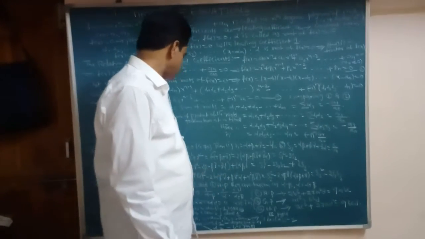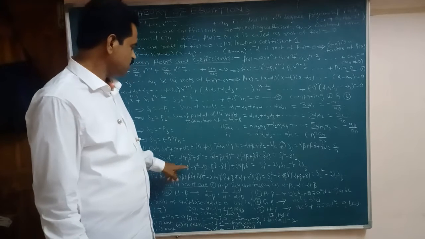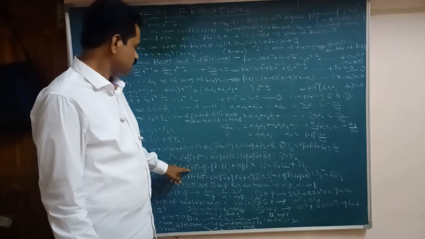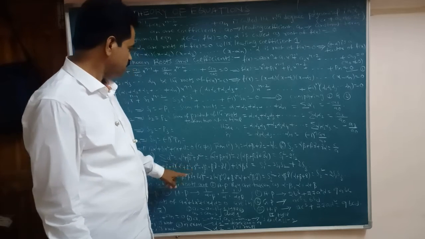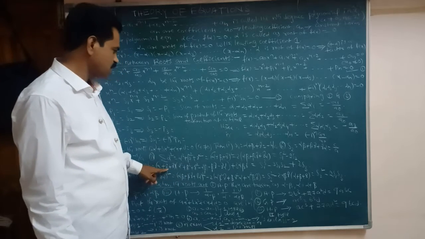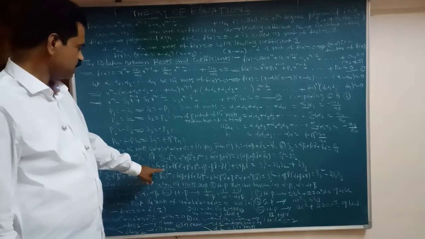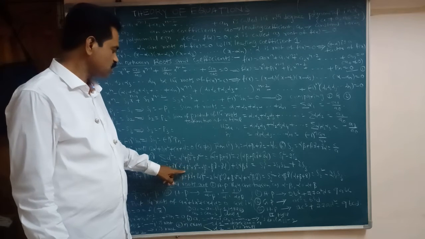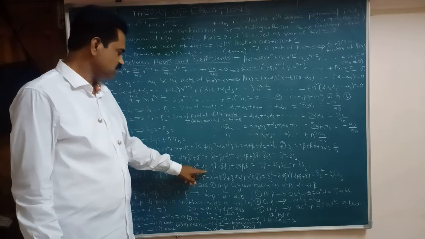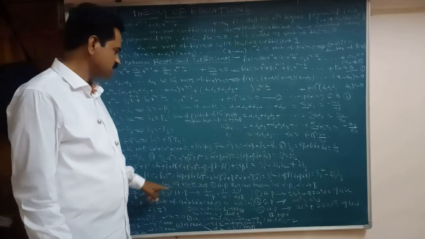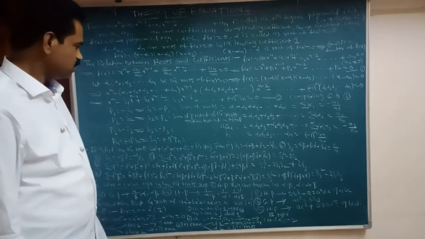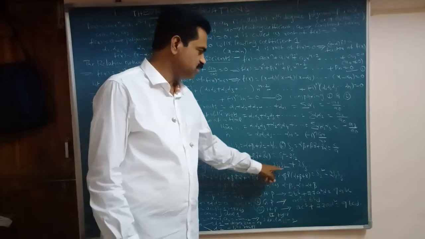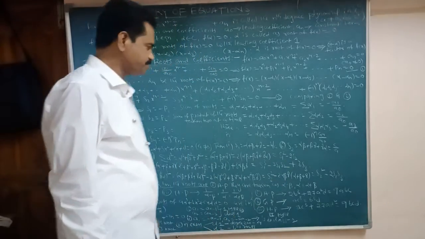So now we discuss this. This is S1. Alpha plus beta plus gamma is S1. So this is S1 square minus 2S2. This is S1 square minus 2S2 minus S2 is minus S3. After multiplying, we will get S1 cube minus 3 S1 S2 plus 3 S3.